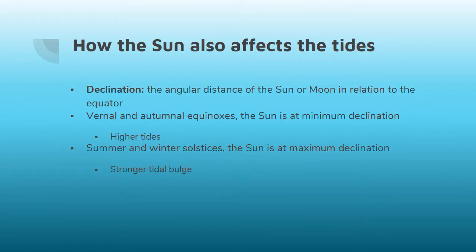So how does the sun also affect the tides? There's another important term that comes up called declination, and this is the angular distance of the sun or moon in relation to the equator. So we know the vernal and autumnal equinoxes, and that's when the sun is at minimum declination, which means it's right above the equator. It's exactly 0 degrees of an angle from the equator, and here sometimes we see higher tides. And then there's the summer and winter solstice, and the sun is at maximum declination, meaning that it's at a high angle from the equator. And here we see a stronger tidal bulge for solar tides.